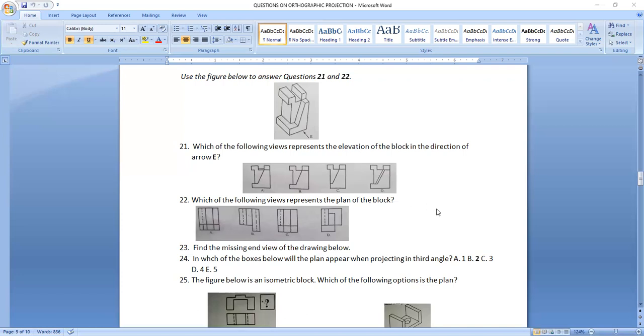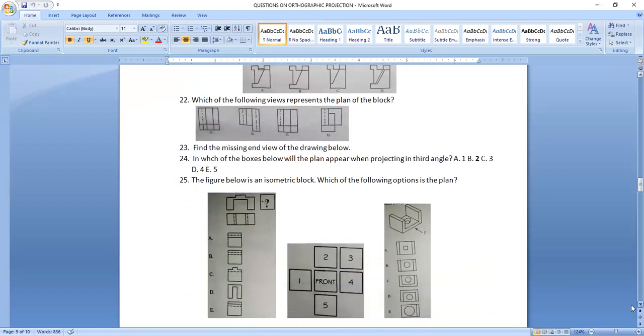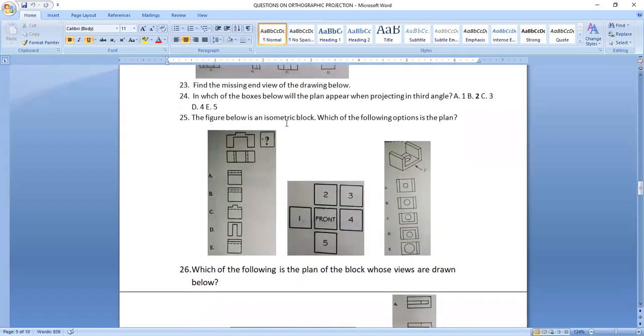So we have answered question 21 and question 22. Now we move to question 23, where we find the missing end view of the drawing below. So they are talking about these diagrams, or the figures that we have here. So what we have here: this is the front elevation, this is the plan, and this is the end elevation. So it means that this drawing is made in first angle orthographic projection.